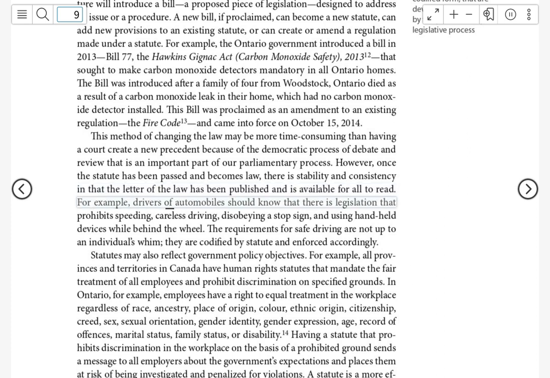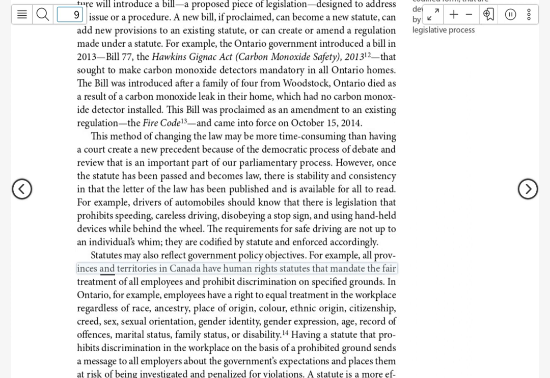For example, drivers of automobiles should know that there is legislation that prohibits speeding, careless driving, disobeying a stop sign, and using handheld devices while behind the wheel. The requirements for safe driving are not up to an individual's whim, they are codified by statute and enforced accordingly. Statutes may also reflect government policy objectives.